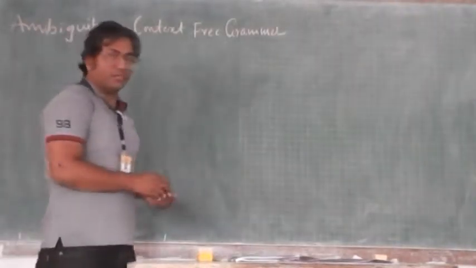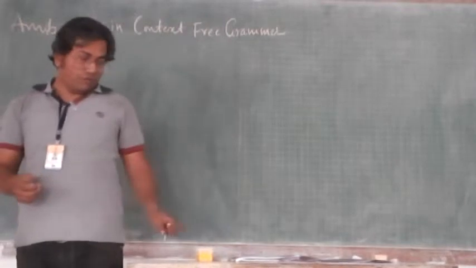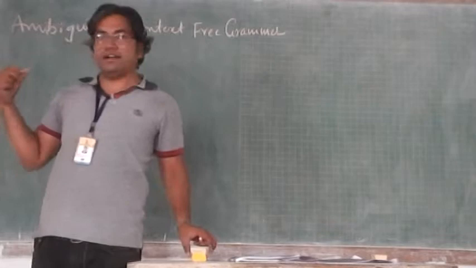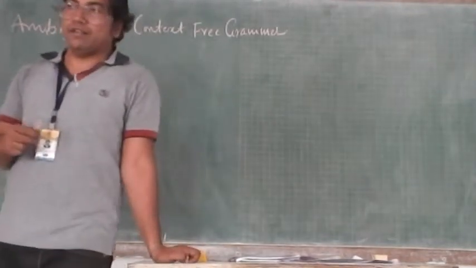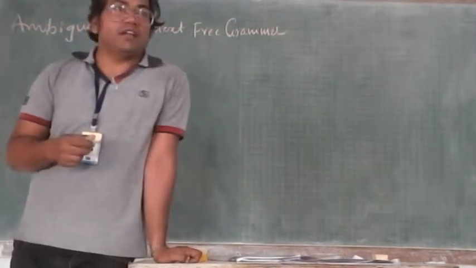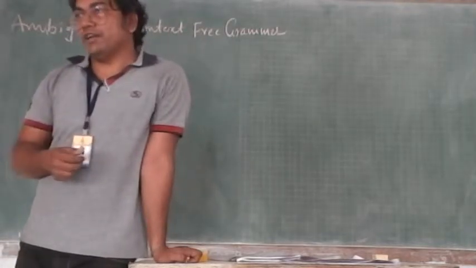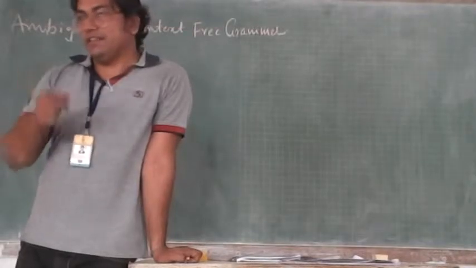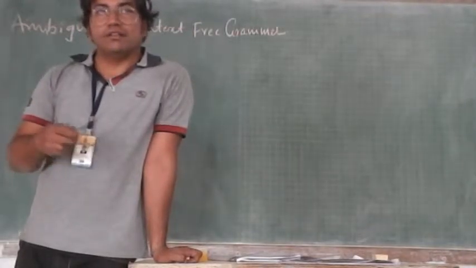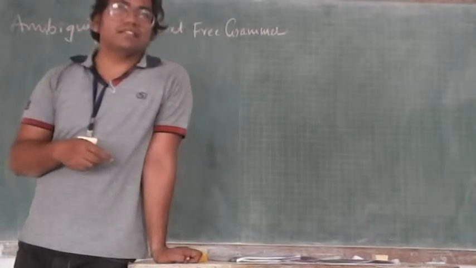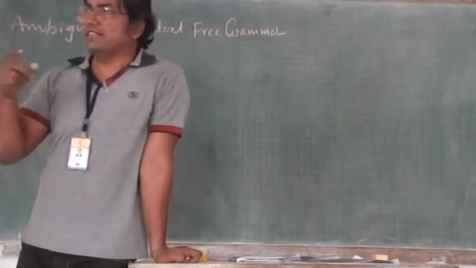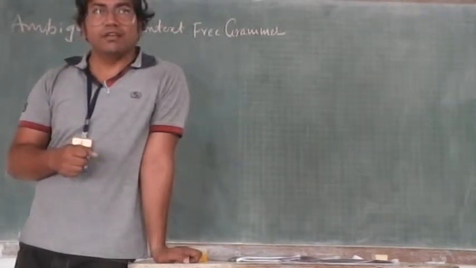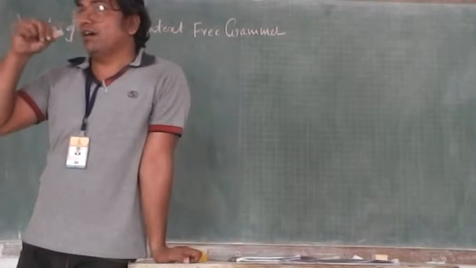What is meant by ambiguity? How to identify it? How to remove it? Is ambiguity a wanted or unwanted thing in a grammar, that we will see. If it is unwanted, then how do we remove that ambiguity in a grammar? It was discussed in the last lecture how we can go for designing a context-free grammar for a given language.